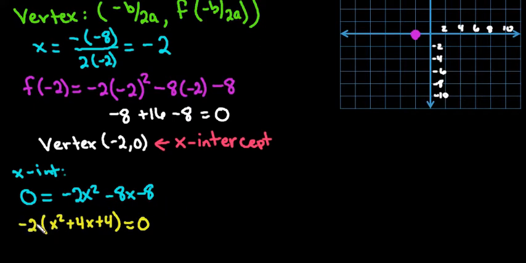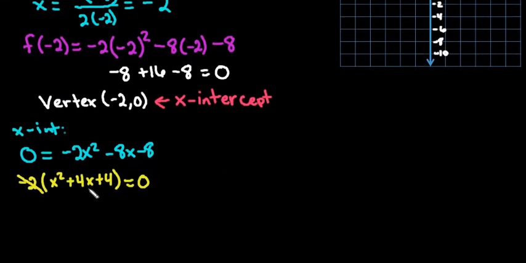I can ignore this because it has an x. Basically, if I divide both sides by negative 2, this would cancel out if I divided 0 by negative 2, so I can just ignore that because it doesn't have a variable. And then I would look for two numbers that multiply together to give me 4 that also add up to 4. So this would break down into x plus 2 squared, or x plus 2 times x plus 2. So we end up with x equals negative 2.